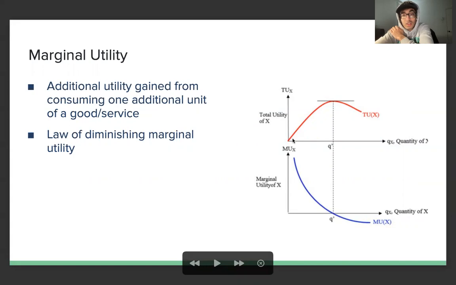So going by that logic, the total utility curve initially increases when your marginal utility is positive, still falling, but still positive. So your total utility is increasing, but at a decreasing rate. And then once your marginal utility reaches 0 and then becomes negative, your total utility starts falling. So that's why it kind of looks like a hill.